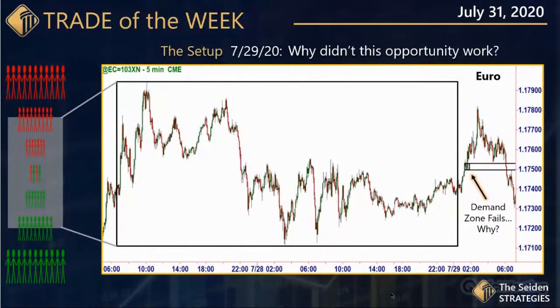Now let's look at an opportunity that we found this week that did not work out. If you look over here on the right, this was the euro. Notice it's a gray box. It's not a yellow box, maybe like you're used to seeing. The reason why it's a gray box is because when we find an opportunity and put it out there in our sessions, the gray box means that the demand zone or supply zone is somewhere in the middle. That's what the gray box means. If it was outside the middle, it would be a yellow box.